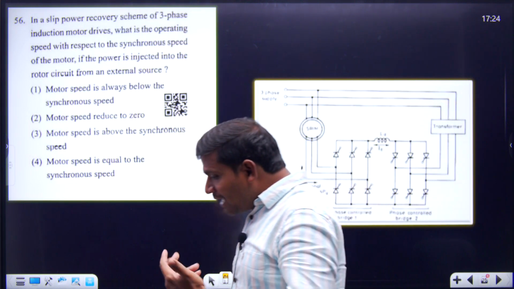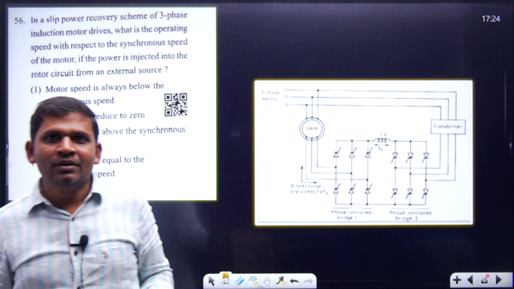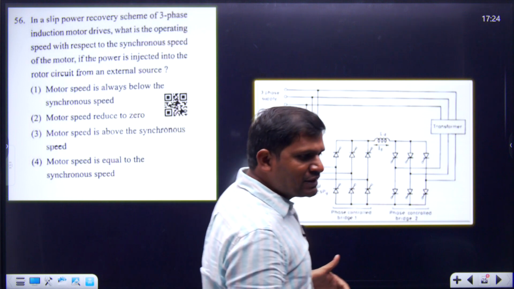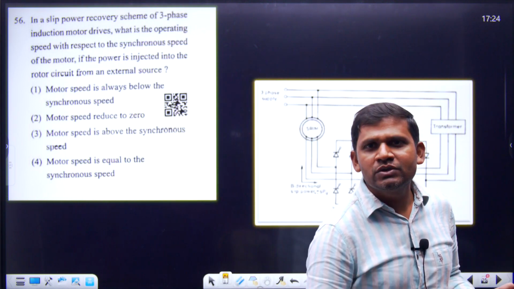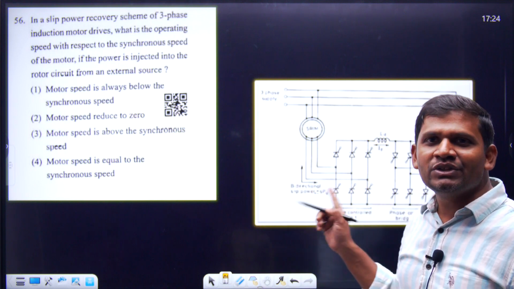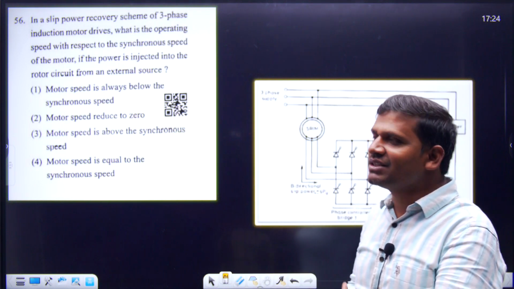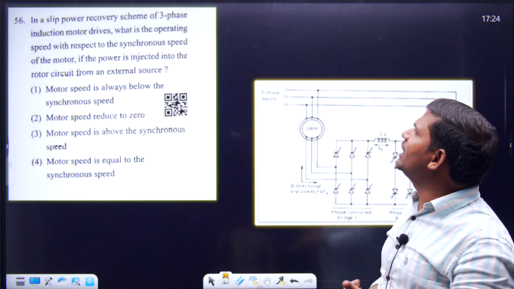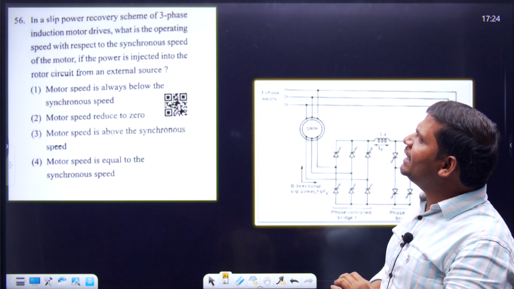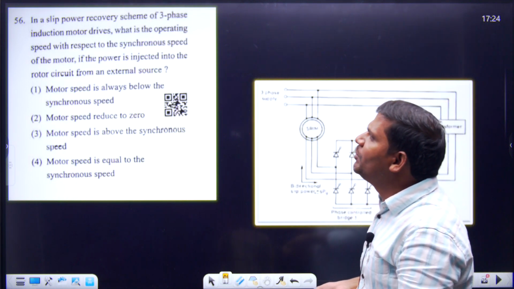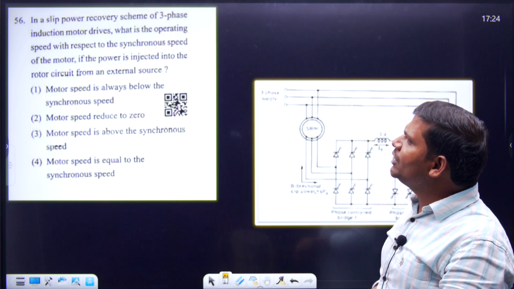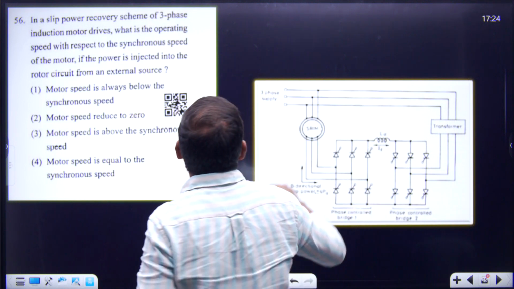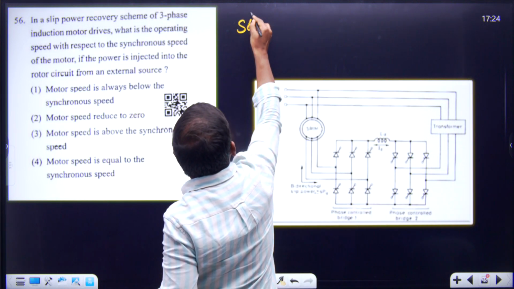Yes, this also drives a question, very simple question. This is the question based on the slip power recovery scheme. In the slip power recovery scheme, mainly we use two drives, Kramer drive and Scherbius drive. But this question is based on the static Scherbius drive. In the slip power recovery scheme of three-phase induction motor drives, what is the operating speed with respect to the synchronous speed of the motor if the power is injected into the rotor circuit from an external source?